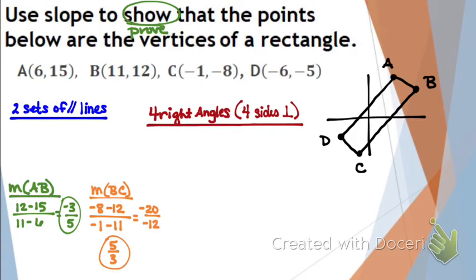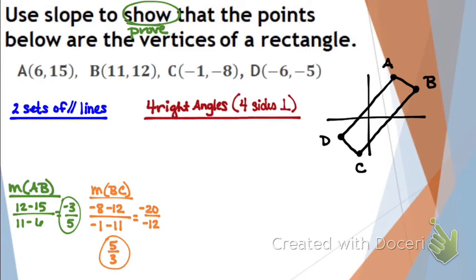Can I say anything about parallel or perpendicular lines at this point? Yes. What can I say? There's perpendicular. Yes, I can say that AB is perpendicular to BC. These are opposite reciprocals here. All right, let's keep going.